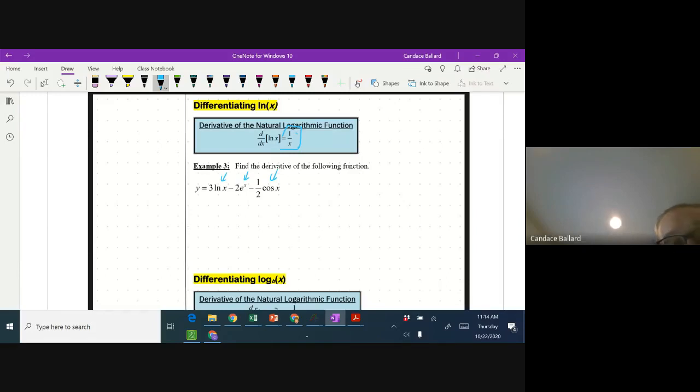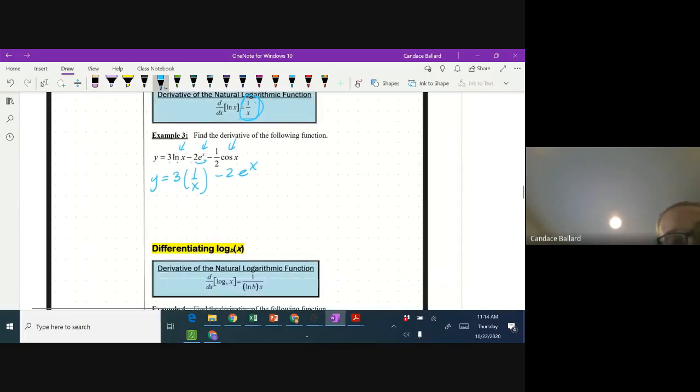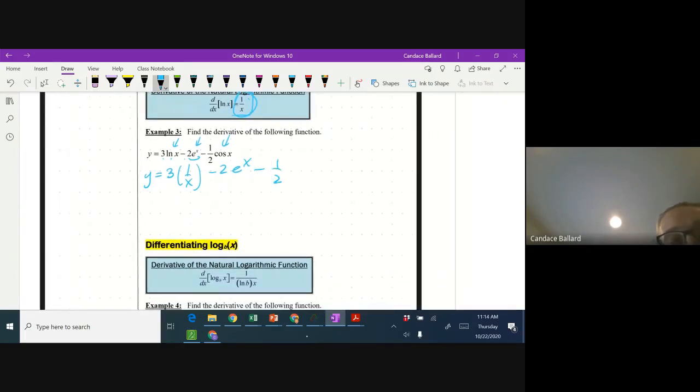All right, so let's take a look at this. I know the 3 is a coefficient. I know the derivative of the natural log of x is 1 over x. I'm keeping the 2. I know the derivative of e to the x is e to the x. Ooh, tricky, watch this. So I've got the negative 1/2. And the derivative of cosine is negative sine x. Now, I purposely changed colors so you could see what happened with the derivative of that cosine.